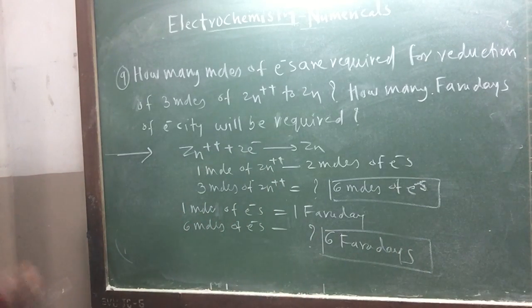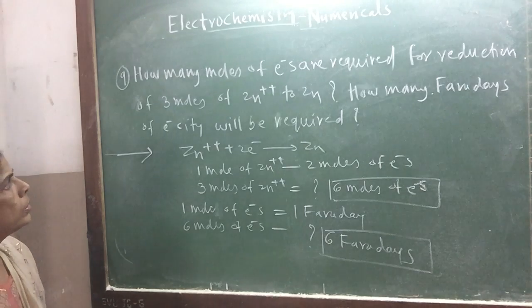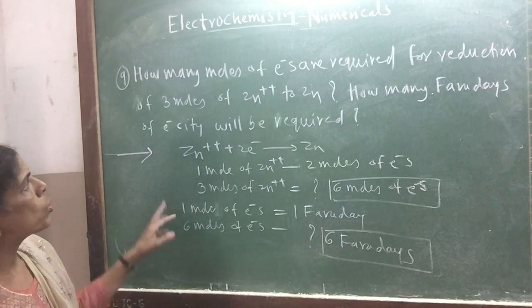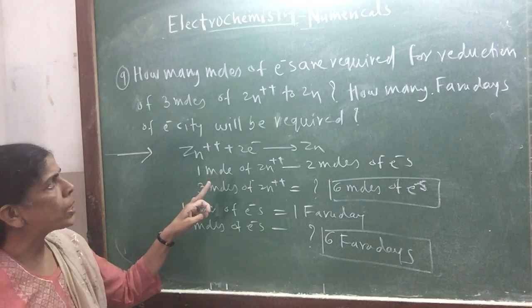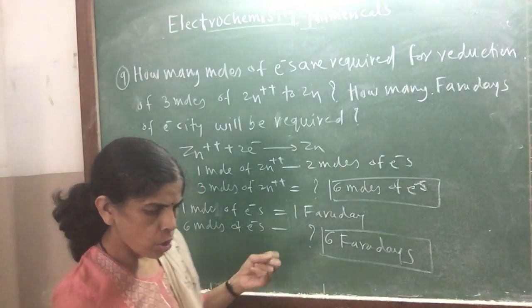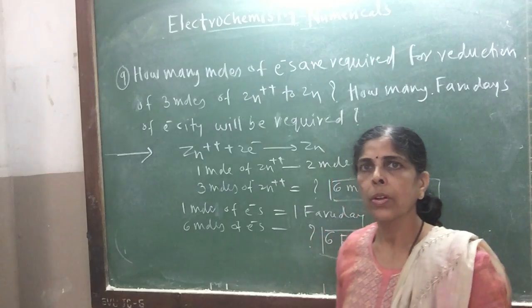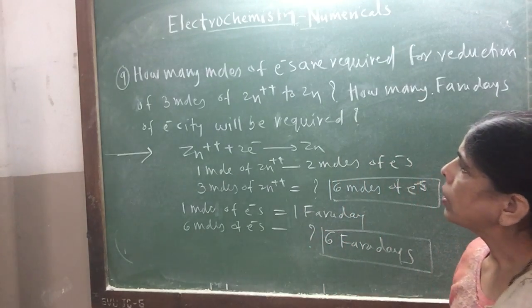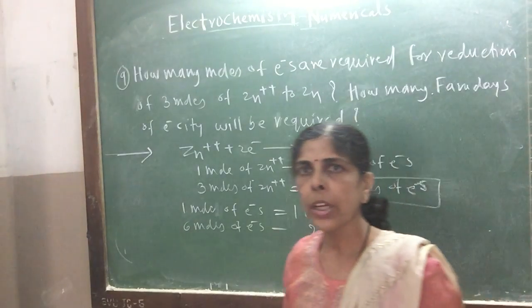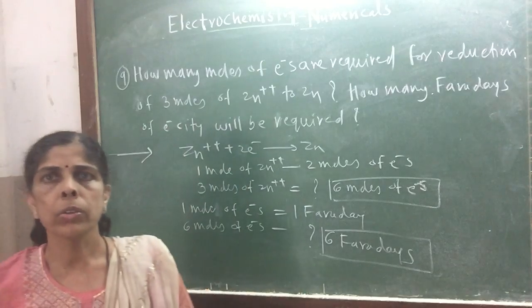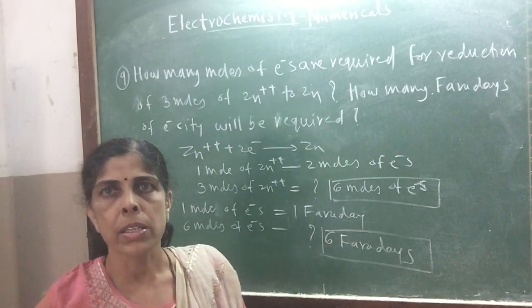So 6 Faradays are required, that much electricity is required for deposition of 3 moles of Zn2+ ions to be converted into Zn. So this is the last problem. We will stop here and we will go to the theoretical part again in the next video.